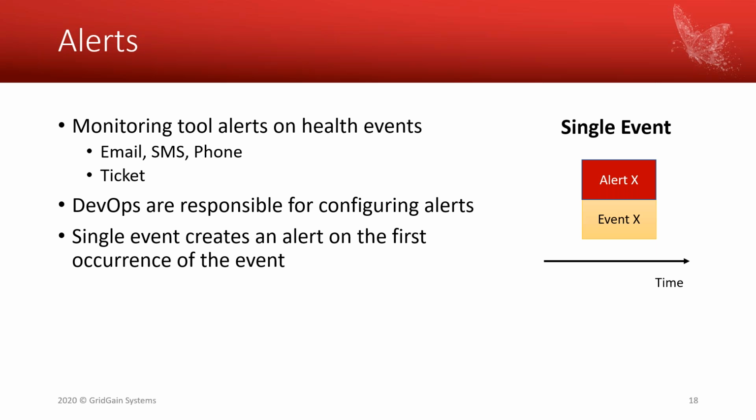Alerts. The final idea is actually to generate an alert. The monitoring tools will end up with some alert. What is an alert? An alert is either email, SMS, or phone call, or whatever channel is preferred inside the organization. And an alert can also automatically open a ticket in an enterprise ticket management system.